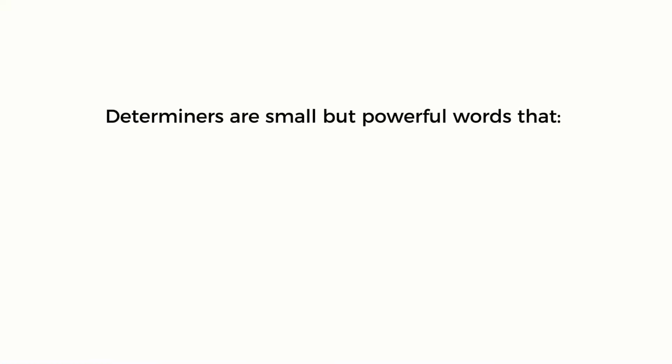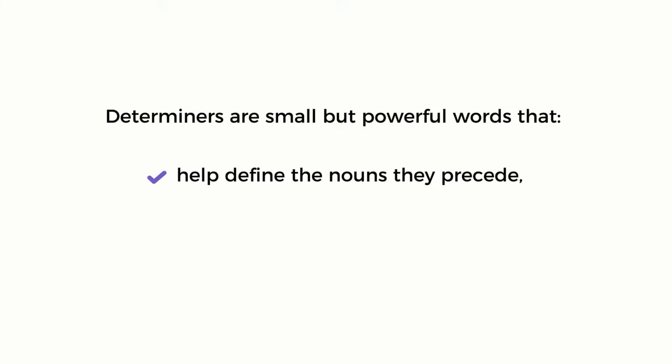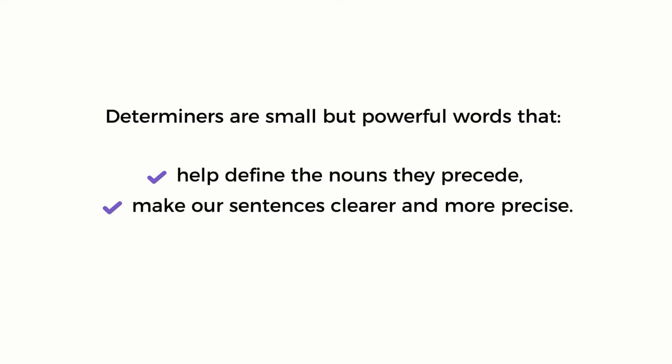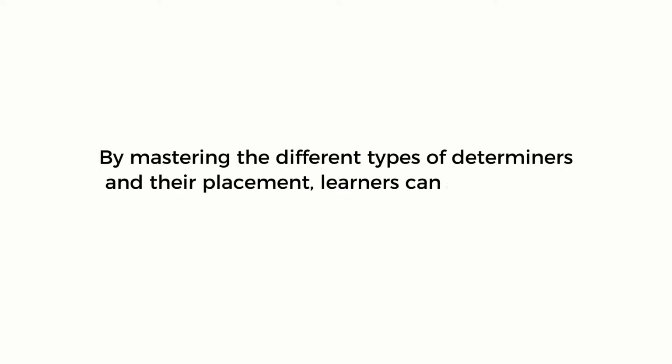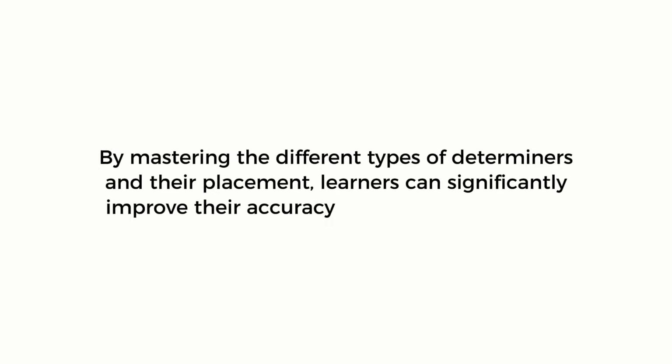Afterword. In summary, determiners are small but powerful words that help define the nouns they precede, making our sentences clearer and more precise. From indicating quantity and ownership to distinguishing specific items from general ones, they play a crucial role in communication. By mastering the different types of determiners and their placement, learners can significantly improve their accuracy and fluency in English.